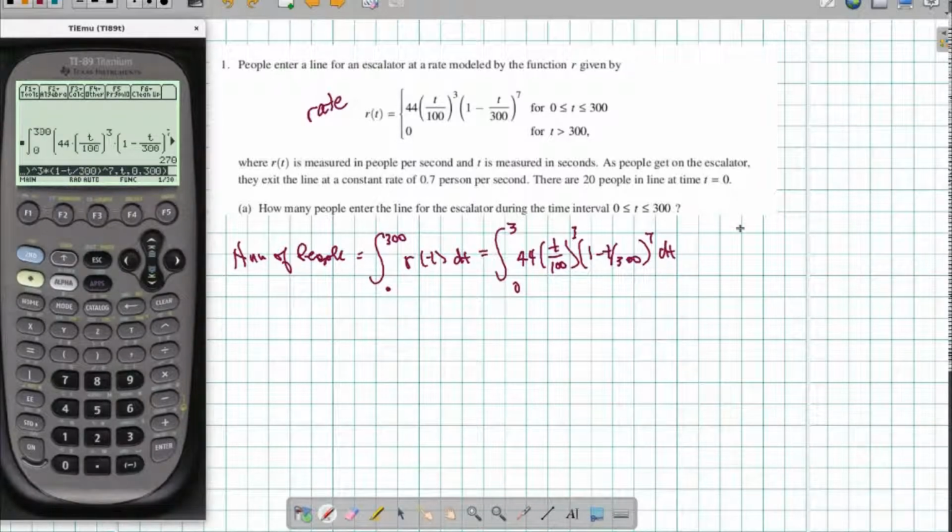And we get 270. So this is 270 people that have gotten in line. These are 270 people that are getting into line for this escalator over this first 5-minute period, the 300 seconds.